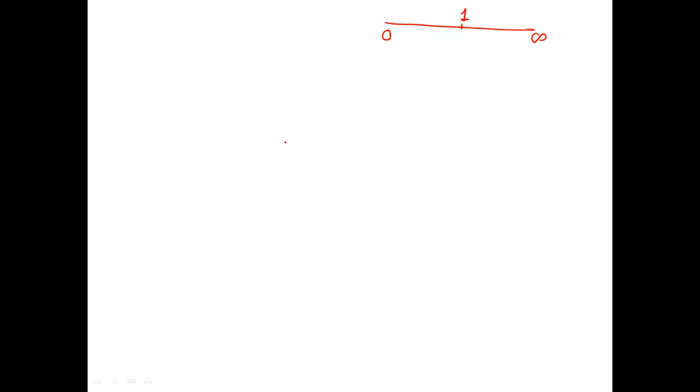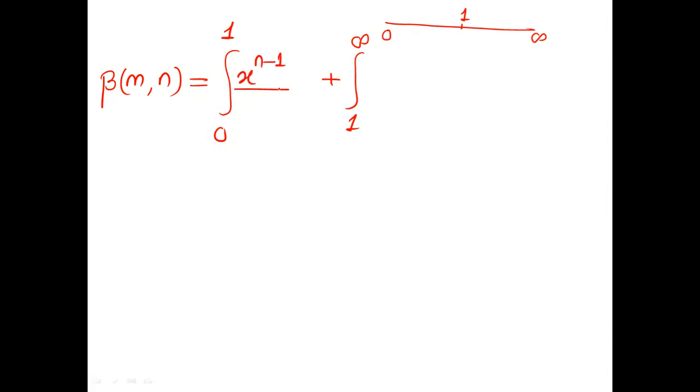According to the property of integrals, we will break the integral from 0 to infinity into two parts. The first part will be from 0 to 1, and the second part will be from 1 to infinity. The integrand remains the same, that is x to the power n minus 1 upon 1 plus x raised to power m plus n. Integration is with respect to x.